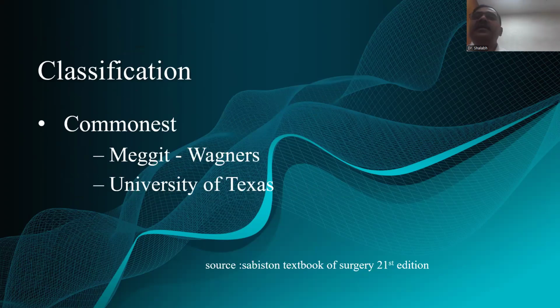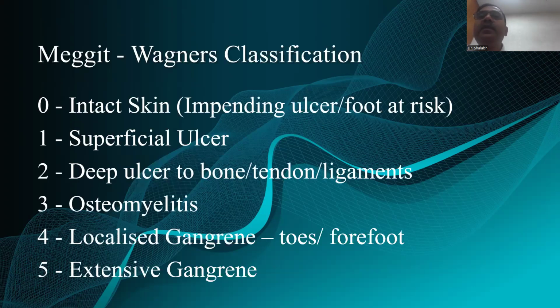How do you classify a diabetic foot? It's important for us to be able to assess the severity of the disease and to educate the patient on how to take care of himself. So the most common classification used is what is known as the Wagner's classification, starting from 0 to 5. Grade 0 is where the skin is intact, but we can see impending changes which could progress to an obvious ulcer.